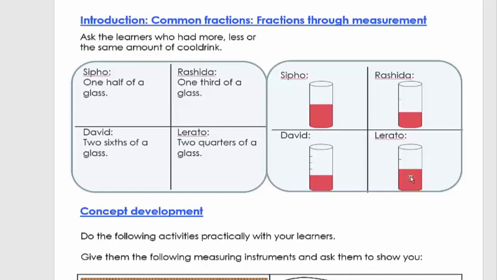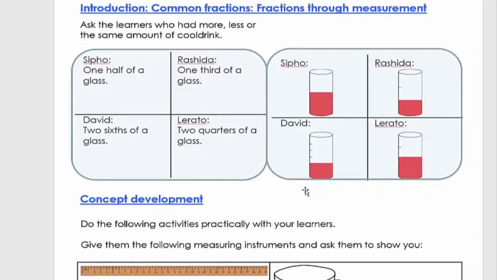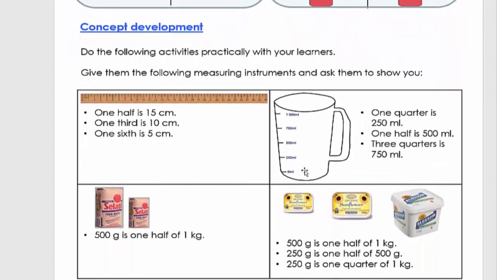Then we're going to look at Lerato. Lerato got 2/4. From our fraction rule, we know that 1/2 and 2/4 are equal. So we know Sipho and Lerato had the same amount, but they had more than Rashida and David, and Rashida and David had less than Sipho and Lerato. Did you get it like that? Well done. Okay, let's start with the concept development.